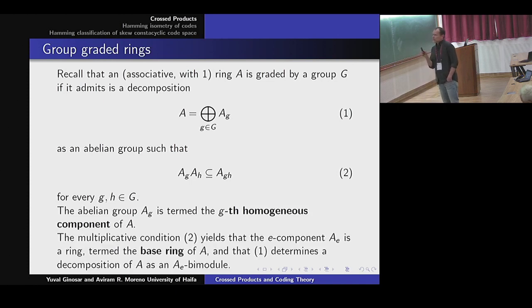And the multiplicative condition yields that the e component, where e is the trivial element of G, so the e component A_e is a ring termed the base ring of A, and that the decomposition is not only of abelian groups, but it decomposes A as an A_e bimodule.